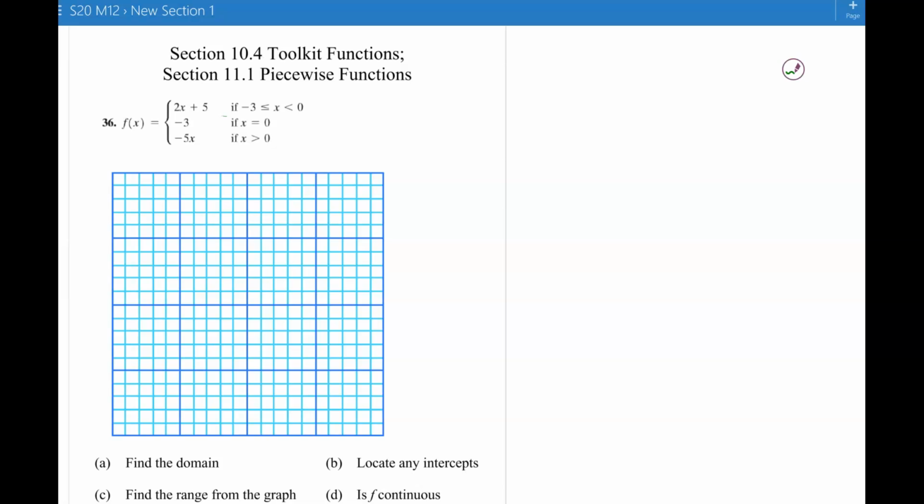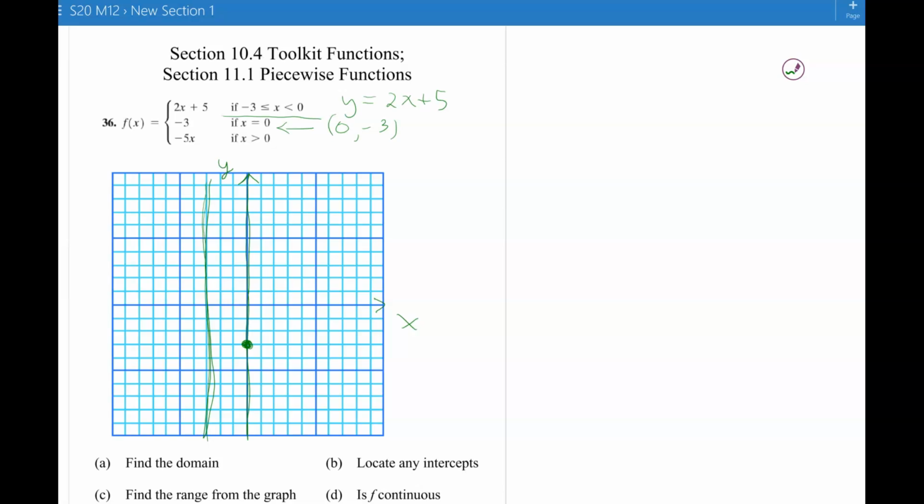It says if x is between -3 and 0. So I think of the graph as being divided up into vertical strips. So in this strip, y equals 2x plus 5, which is the graph of a line that I know how to draw. Okay, so then when x equals 0, it says y is -3. So the point (0, -3) is going to be a solid dot point on my graph. Let me label my axes.